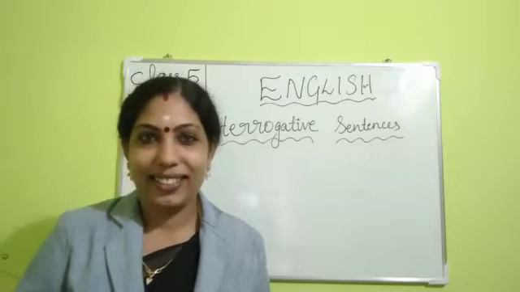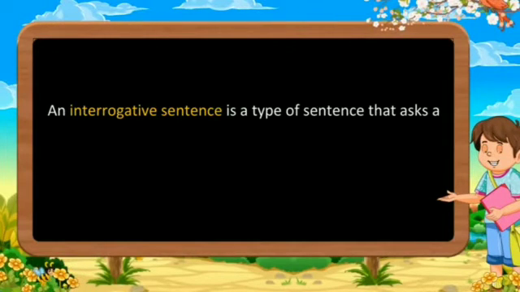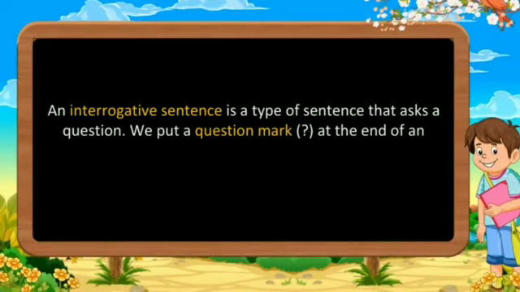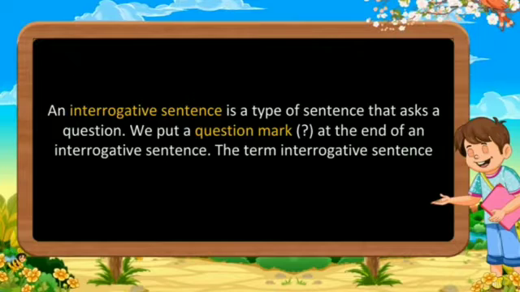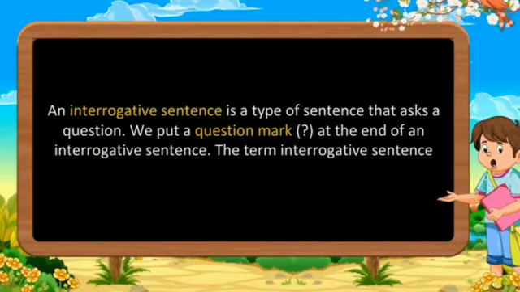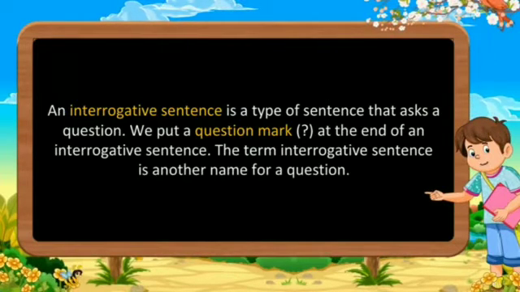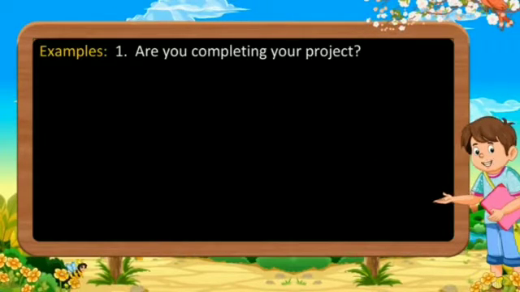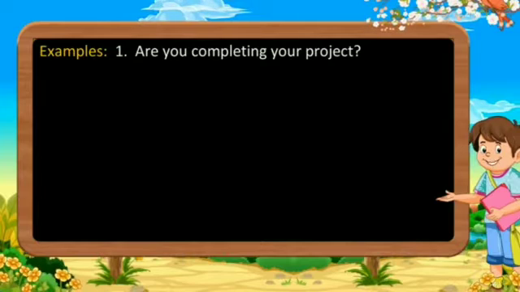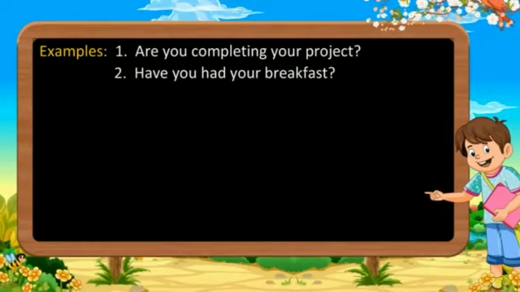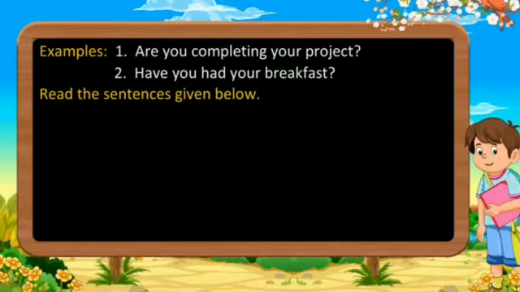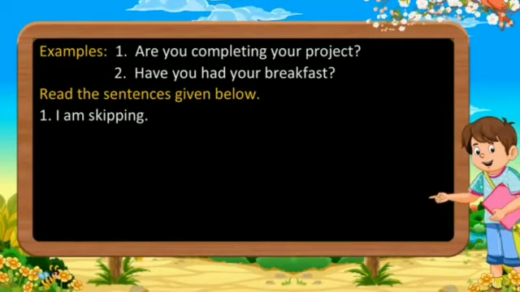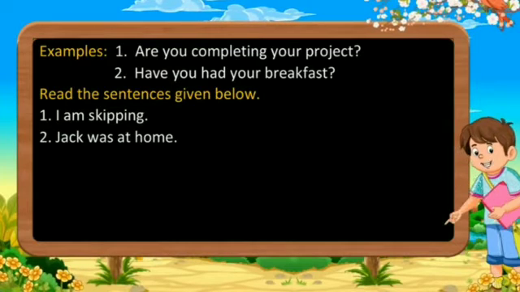An interrogative sentence is a type of sentence that asks a question. We put a question mark at the end of an interrogative sentence. The term interrogative sentence is another name for a question. For example, are you completing your project? Have you had your breakfast? Read the sentences given below. I am skipping. Jack was at home.